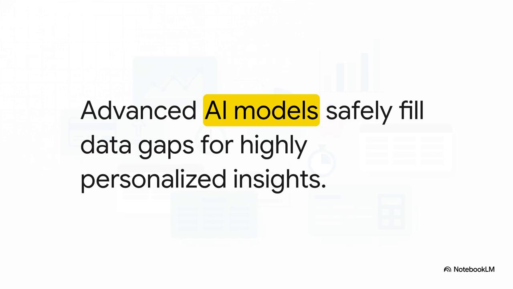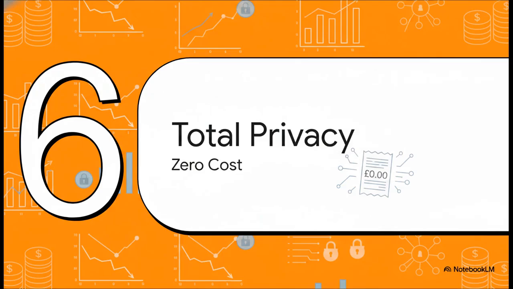But you might be wondering, what happens when the official data is incomplete? Well, that is where CostSaver brings in advanced AI benchmarking. By using cutting-edge models from OpenAI, Gemini, and Anthropic, the platform safely fills in those data gaps. This clever combination of hard official statistics and intelligent AI modeling creates a seamless, highly accurate projection tailored specifically to your household without ever compromising the integrity of the information. And finally, Section 6, Total Privacy, Zero Cost.